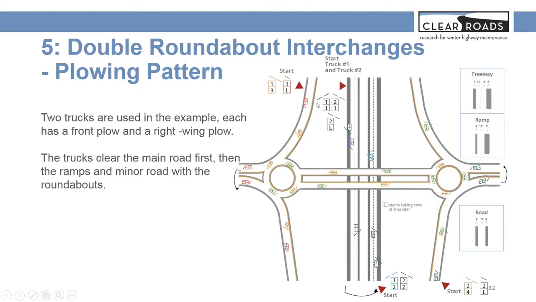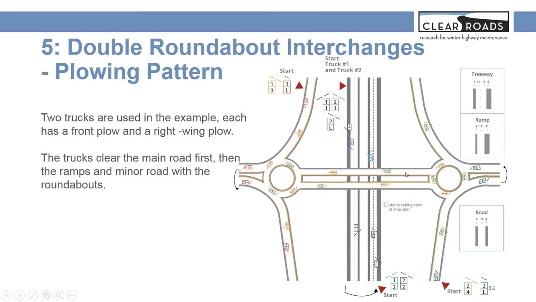So here, you push snow to the right, and when this truck enters the roundabout, it tucks in the wing plow and only uses the front plow to circle this roundabout. And then to go to the crossover, stay to the left, use the front plow, push to the right. And here, to circle another roundabout, stay to the inside, to the left.